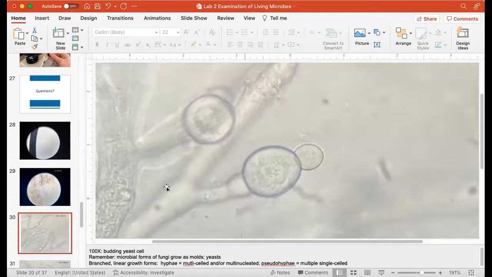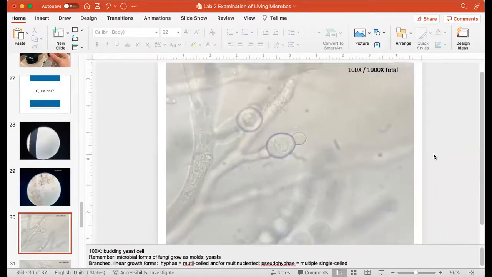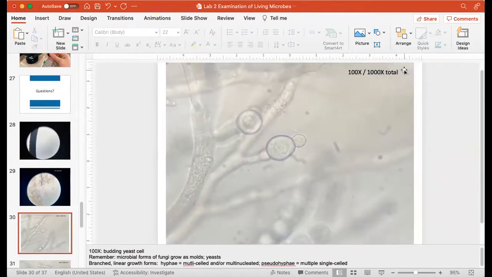We're looking under the 100x lens now, the oil immersion lens. Let me come out a little bit. So remember, that's 1000x total magnification. 100 times 10 is 1000 total magnification. Here's the mold. Here's a branch of mold right here. See the branches coming off of it? Branching mold. Here's yeast right here.